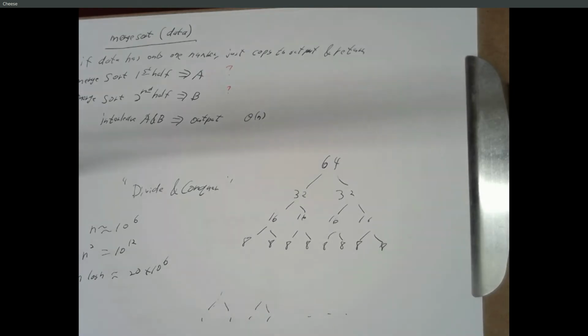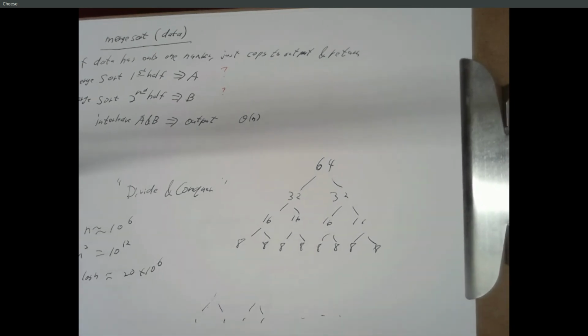But financial data, fundamental data, stock market, things like that, a billion pieces of data is not unusual to work with. Credit card companies, trillions of pieces of data sometimes. So these differences between, say, n squared and n log n become pretty profound.